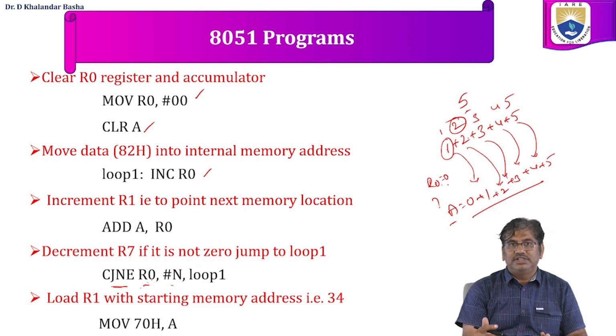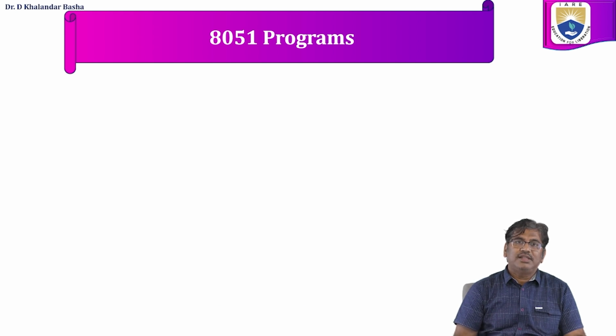Now we move the accumulator content into the target location, which is 70H. For that we write MOV 70H, A. Once this program is done, we can terminate it using the HLT instruction. Now we will see the entire program at a glance.